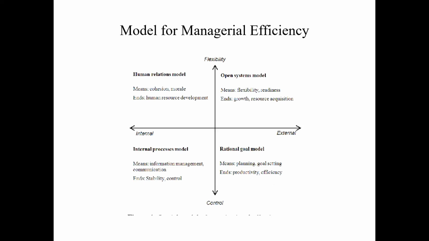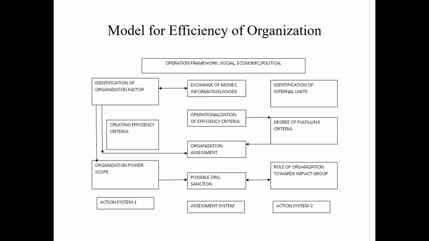So the model for managerial efficiency: these are the human relation model, open system model, rational goal model, and internal process model. In the human relation model, there is cohesion and morale. In the open system model, there is flexibility and readiness, which ends with growth and resource acquisition. In the rational goal model, there is planning and goal setting, which ends with productivity and efficiency. The internal process model means information management and communication and stability, which ends in stability and control. So this is the model for efficiency of organization.